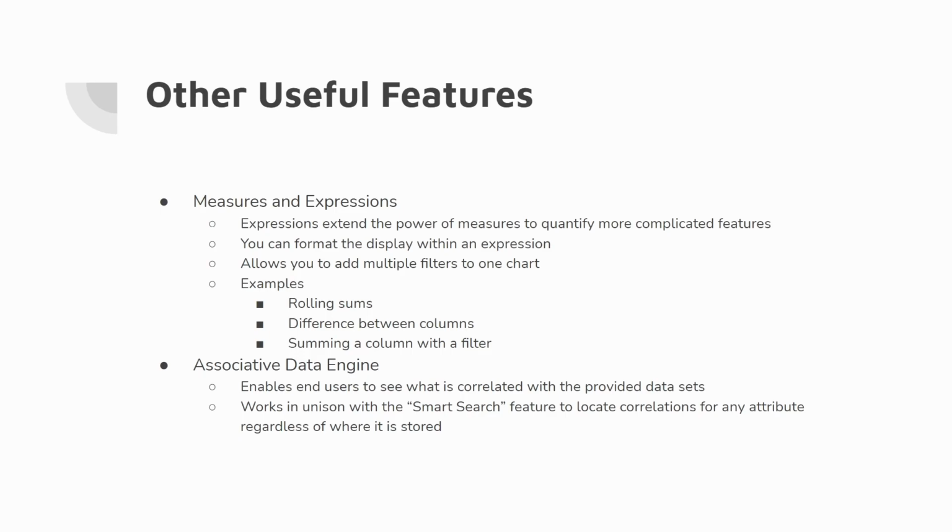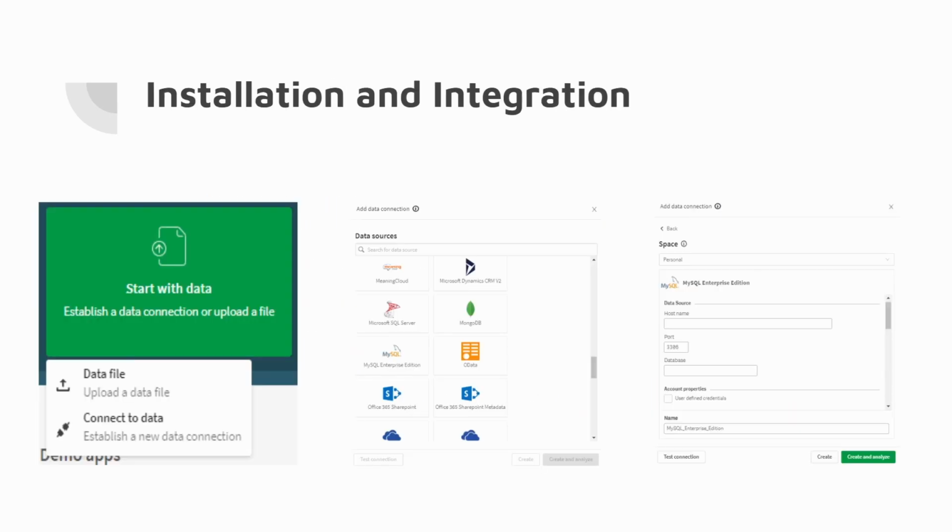And then you have your associated data engine, which I talked about a little bit before, but this enables the end users to see how the data sets are correlated. And it works in unison with their smart search feature so that the AI as well as people can more easily find attributes that are going to correlate between data sets. And so it's going to speed up your turnaround time when you're trying to produce these reports that someone may be looking for to try to make some business decisions that may be time sensitive. And it doesn't matter where it's stored, it will bring it all in. You'll be able to do it all within the tool.